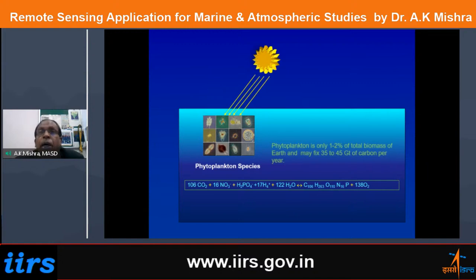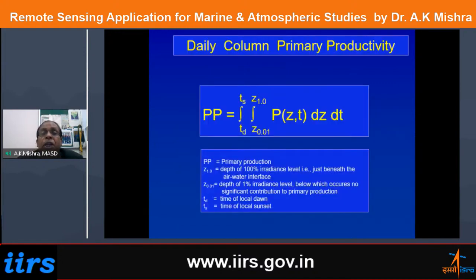So if you can estimate the primary productivity of the ocean on a continuous basis, taking from the surface to euphotic depth and from sunrise to sunset time, the column primary productivity can be estimated. Presently, the satellite derived phytoplankton concentration is being given to a model like the vertically generalized primary production model, and the column primary productivity is being estimated globally.